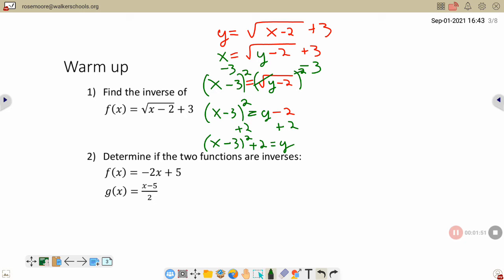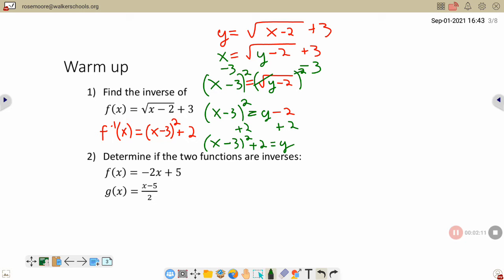So my official answer is my inverse is equal to x minus 3 squared plus 2. And you can see all those opposite actions happening: minus 2's and plus 2's, plus 3 and minus 3, and of course square roots and squaring.